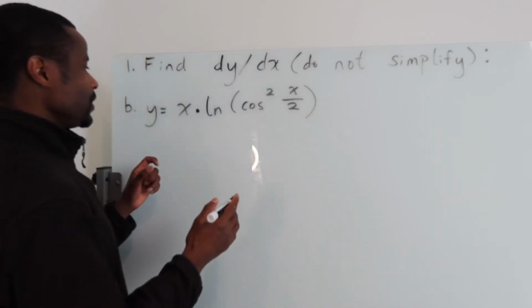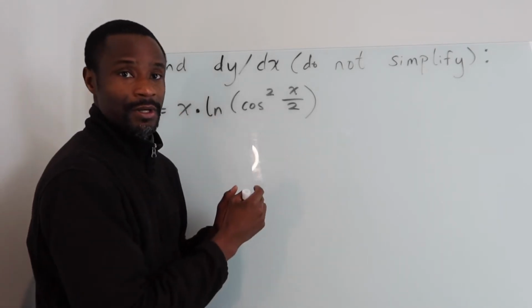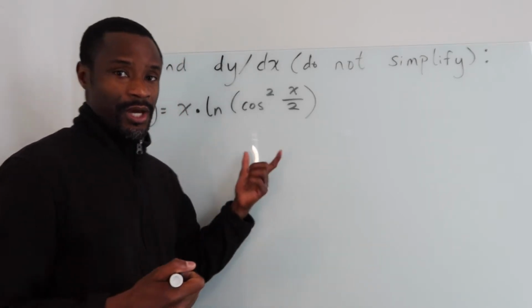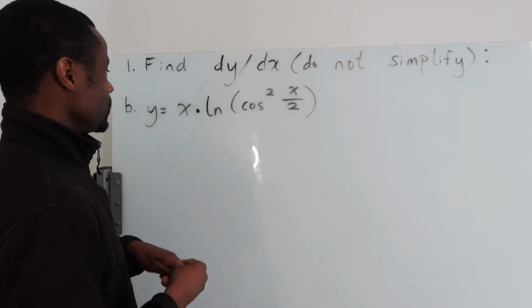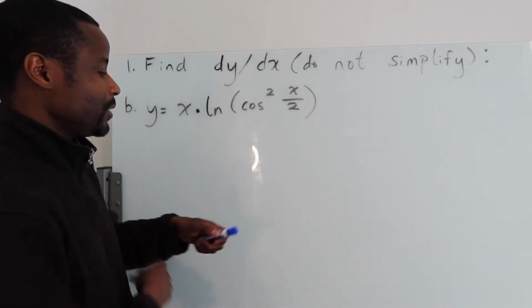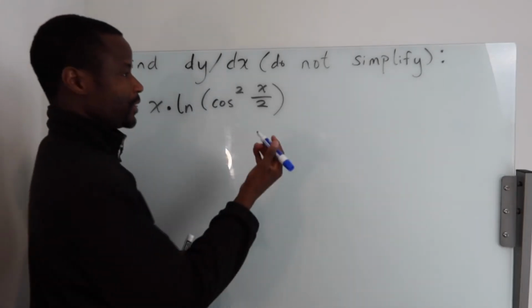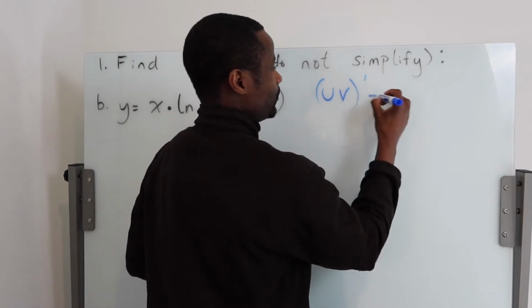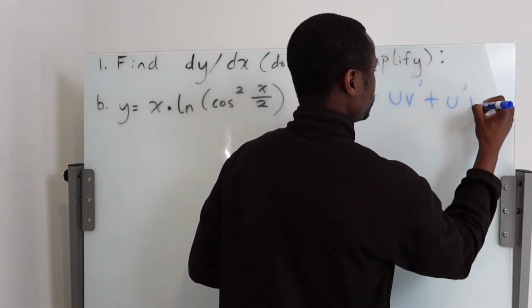So what's the big picture? Well, we have y equals something times something. So that tells us right away we're going to use the product rule because we have two things we're multiplying. And what does the product rule tell us as far as taking derivatives? Well, how I like to think of it, there are several ways to write the same thing, but one way is the following: uv quantity prime equals u v prime plus u prime v.